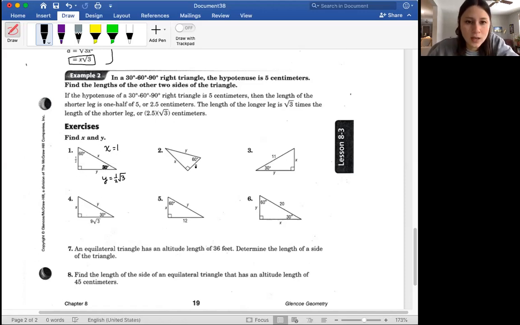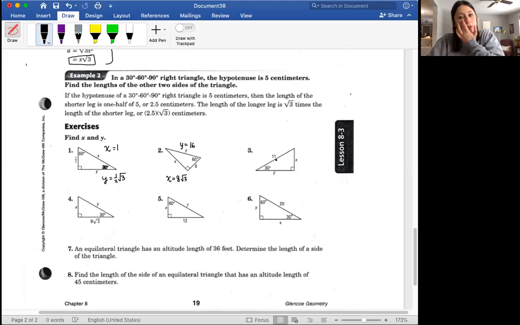Okay, number 2, the short leg is 8, so the hypotenuse would be double what that is. So y would be 16, right? And x would be 8 times square root of 3.